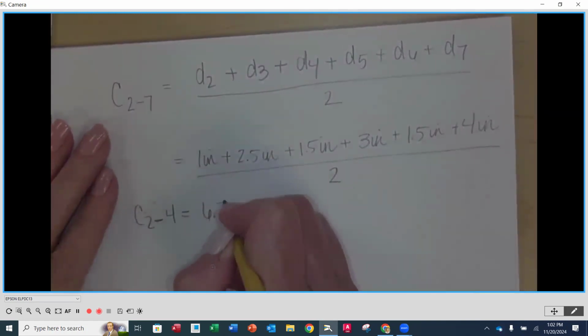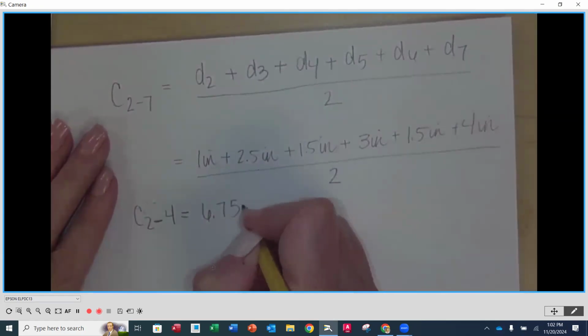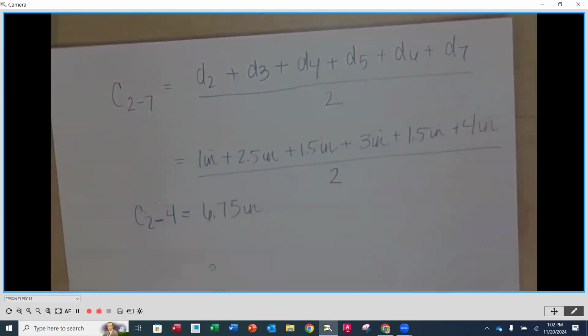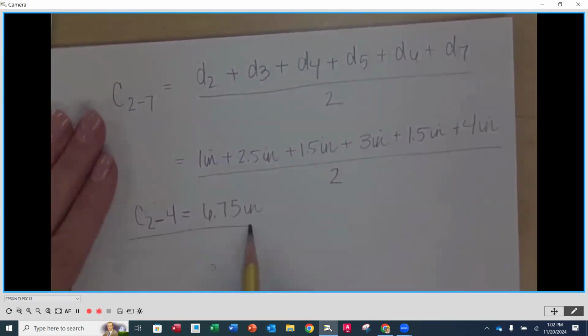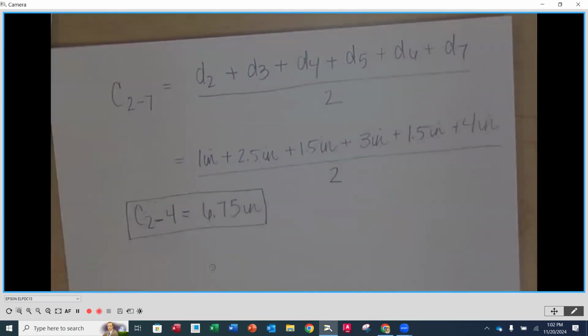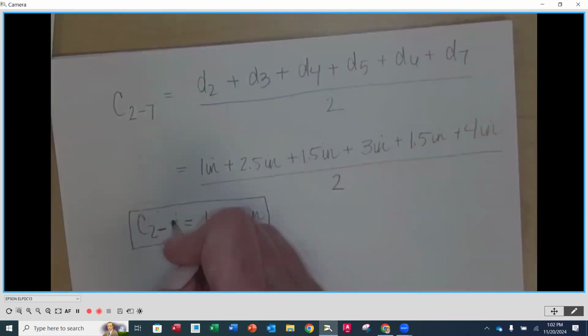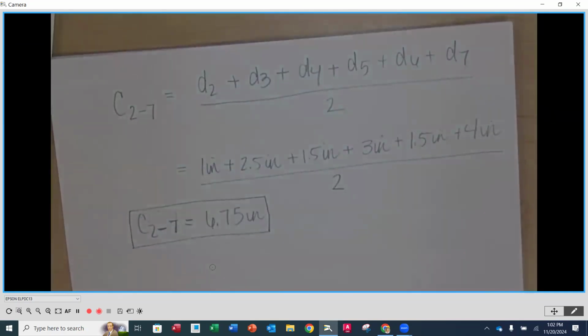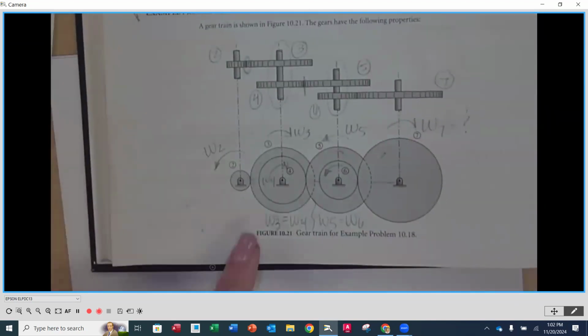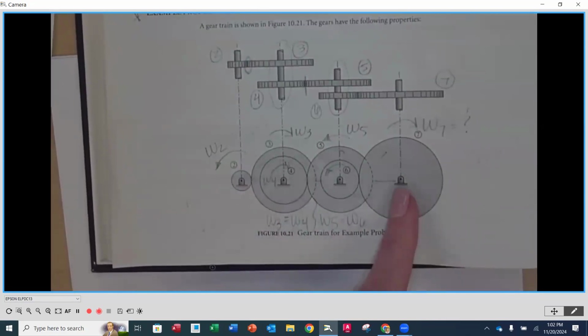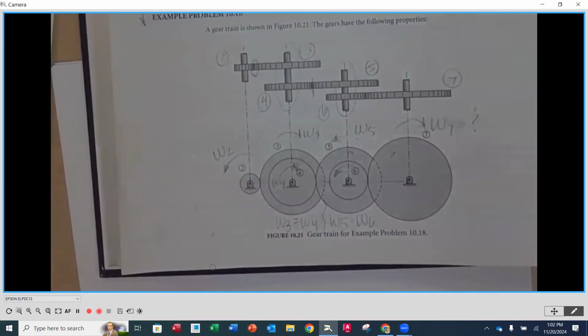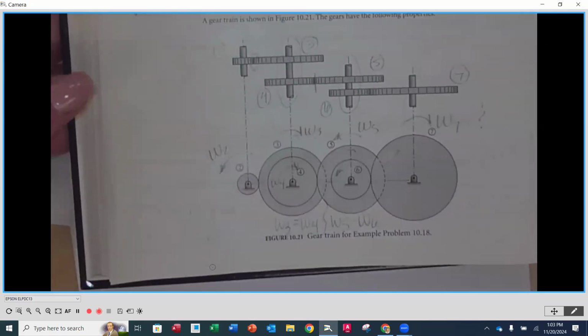Yep, 6.75. Thank you, Tyler and Leah. 6.75 inches. Make sure you put all of your values with the units up on top, because then none of these cancel. They just add together. There's not a power here because we're adding. So we have the correct units. So our center distance, as it asked for, from 2 to 7, not 2 to 4, is going to be 6.75 inches. That's the physical distance from the center of our first gear to the center of our last gear, the layout space that's going to take.